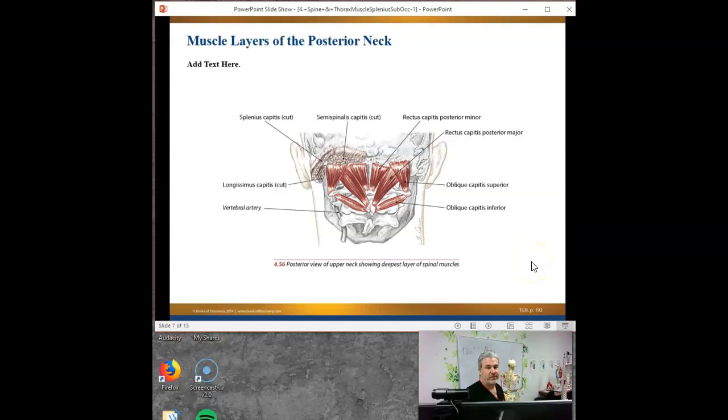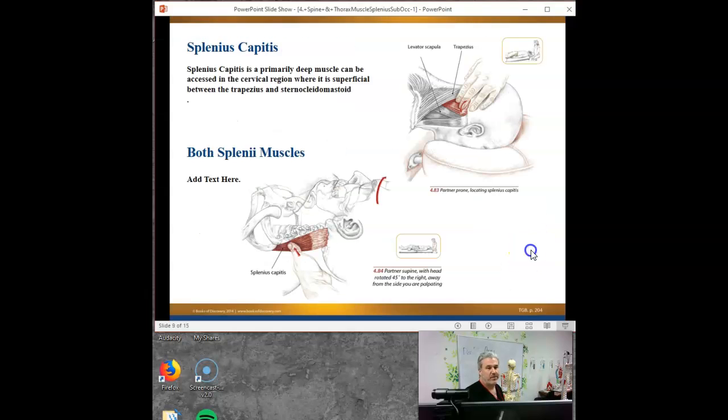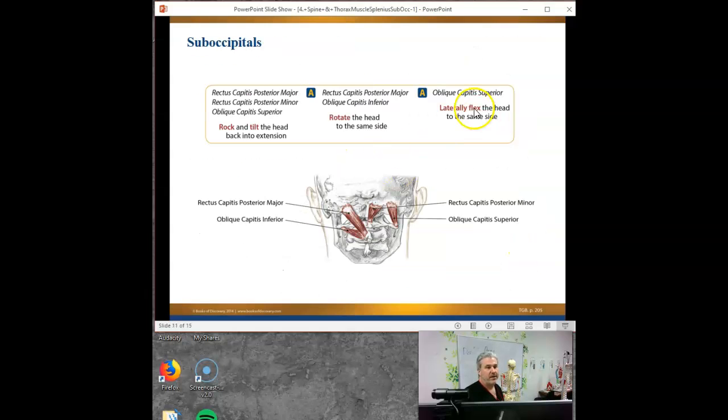So let's talk about this. We've already talked about these. Let's pop along here really quickly. Here we go. So this is one of those great slides they do where they only show you half the muscles and they show them on different sides to help you kind of see where they go. And the rectus capitis posterior minor goes from the skull down to a tubercle. Do they say it on here? I hope they do. Hold on.